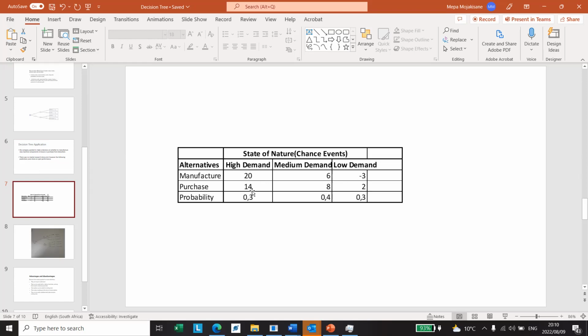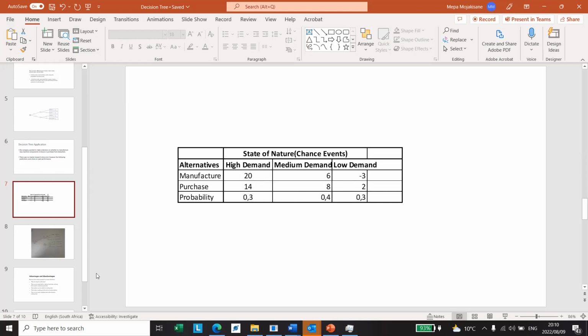If we purchase and the demand is high, we will make 14. If demand is medium, we'll make 8. If demand is low, we'll make 2 million. The probability of occurrence of high demand, which they calculate, is 0.3, medium demand 0.4, and low demand is 0.1.